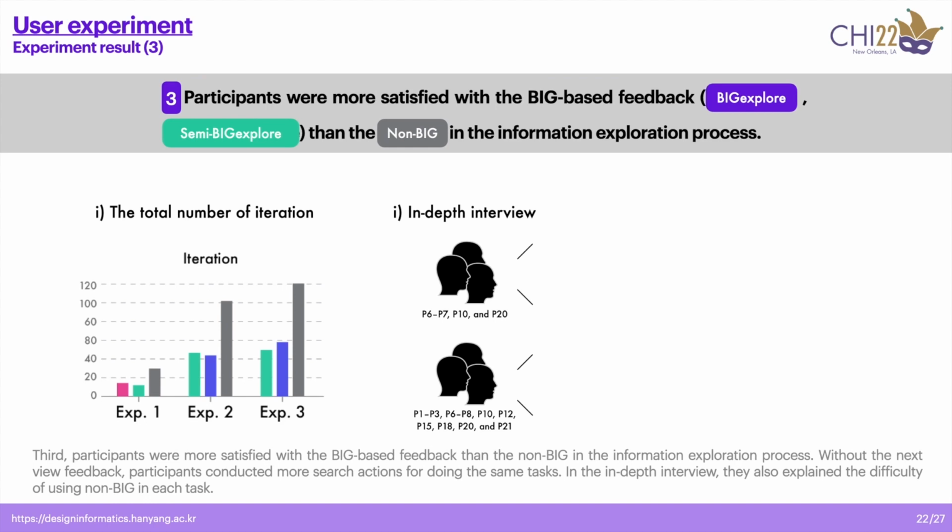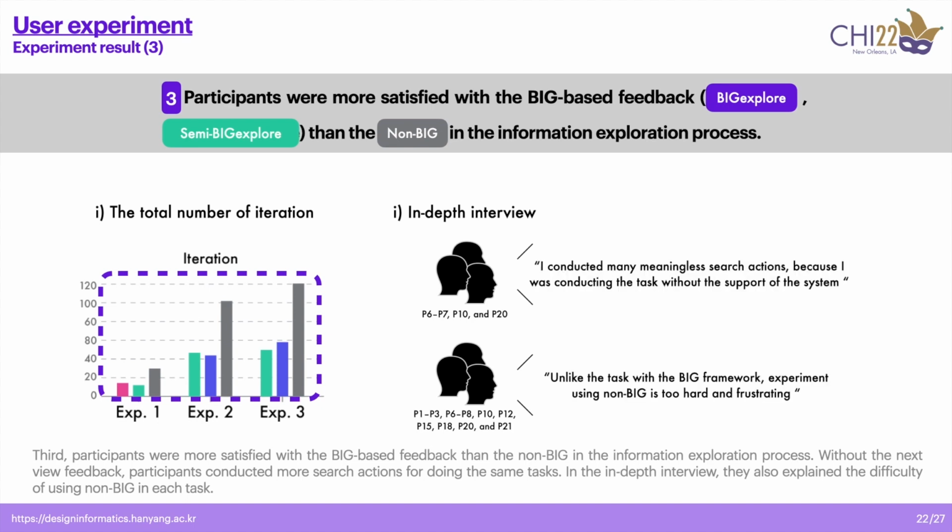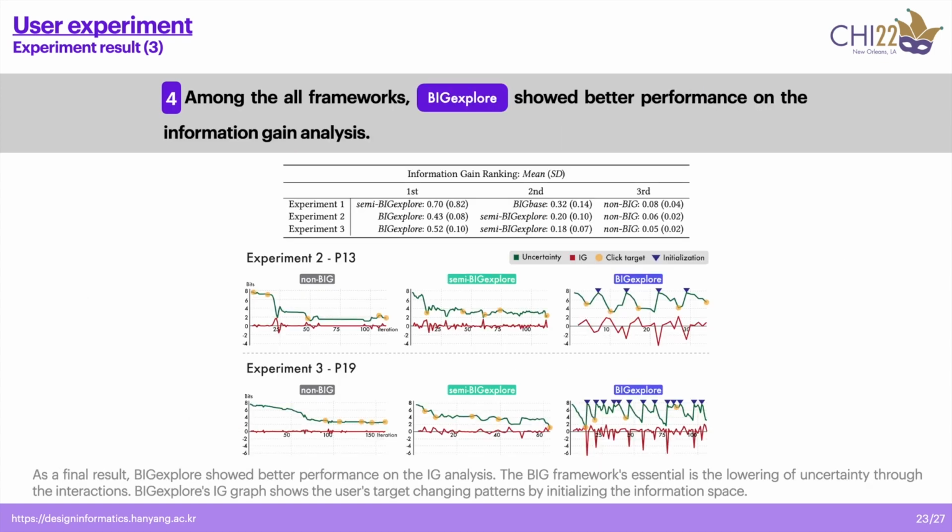Without the next view feedback, participants conducted more search actions for doing the same task. In the in-depth interview, they also explained the difficulty of using non-big in each task. As a final result, BIGexplore showed better performance on the information gain analysis. The BIG framework's essence is the lowering of uncertainty through the interactions. BIGexplore's information gain graph shows the user's target changing patterns by initializing the information space.